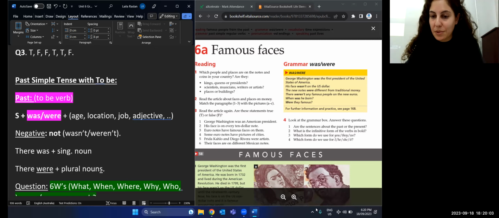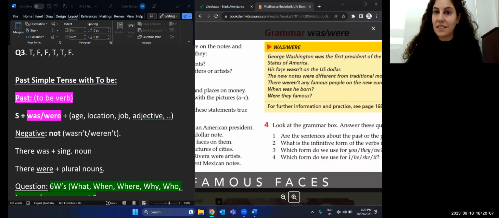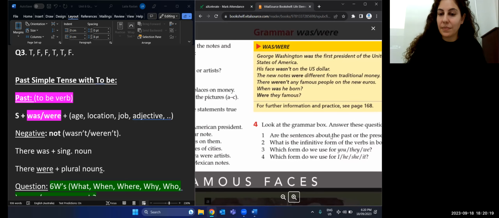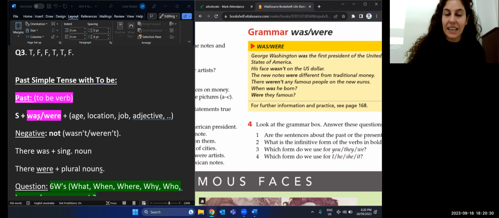If we look at some examples from the textbook, it says George Washington was, because we know we want to talk about his job. George Washington was the first president of the United States of America. So I had to say was because he's not living anymore and he's not doing this action anymore. That's not his job right now. So subject, George Washington, he was, and I'm talking about his job, was the first president.